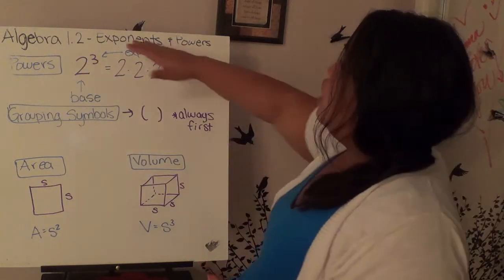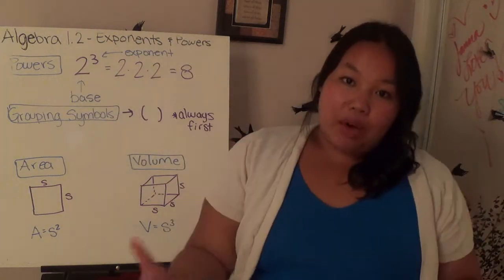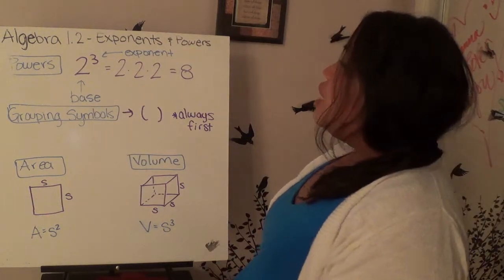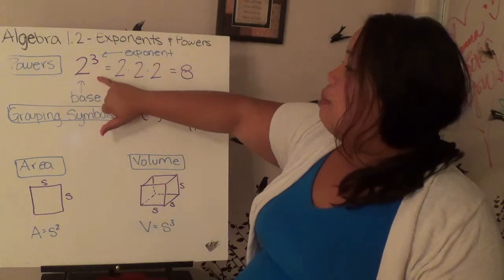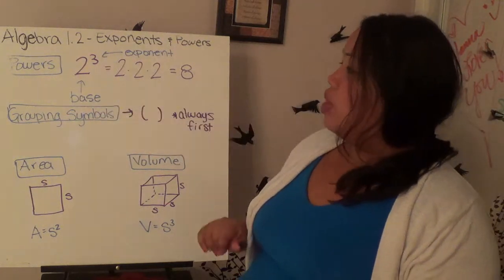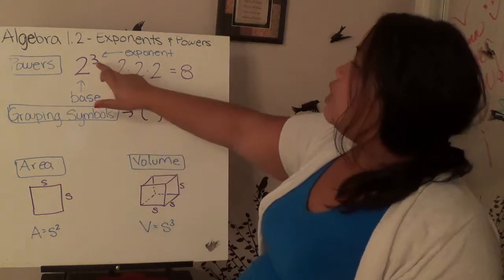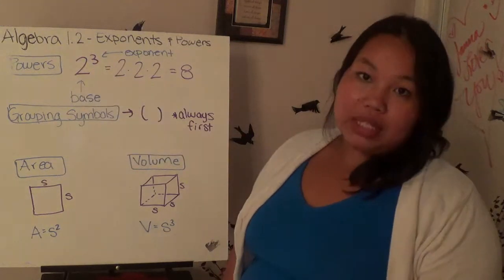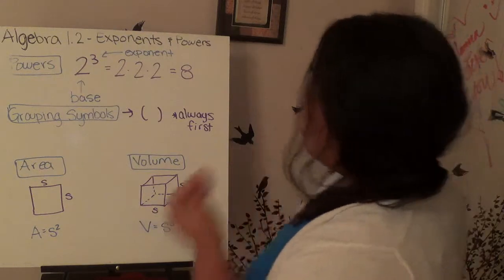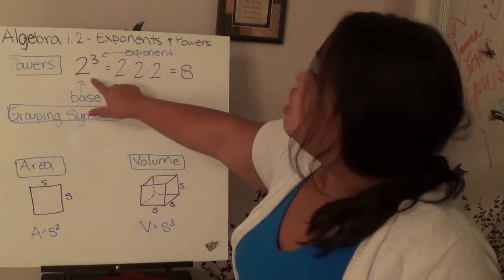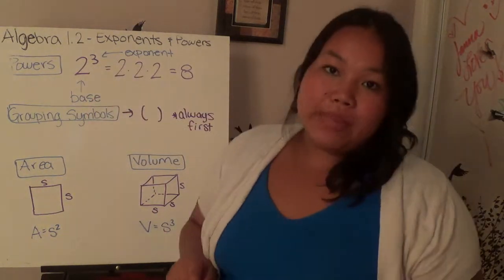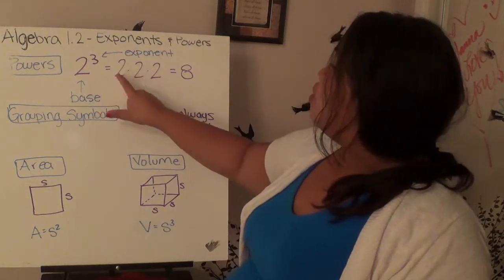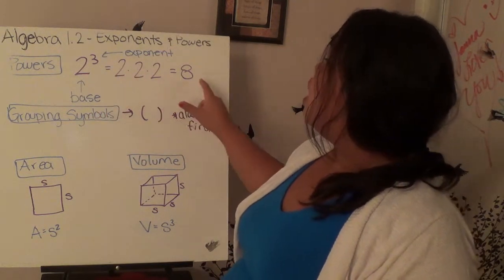Alright, and for this section we're dealing with exponents and powers. So I'm going to explain what that is before we go into our examples. Basically, a power is a number that has an exponent. Okay? And the exponent tells me how many times I multiply this number by itself. So, for example, I have 2 to the power of 3. That means that I need to multiply 2 three times by itself. 2 times 2 times 2, which gives me 8.